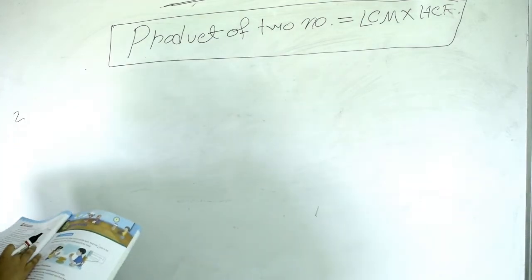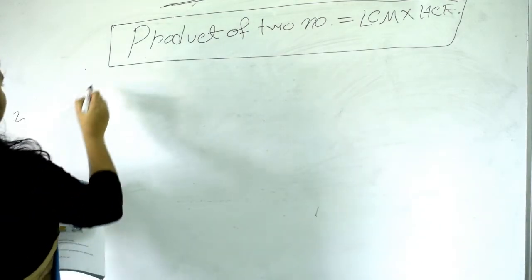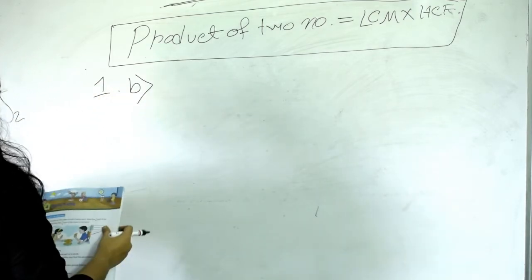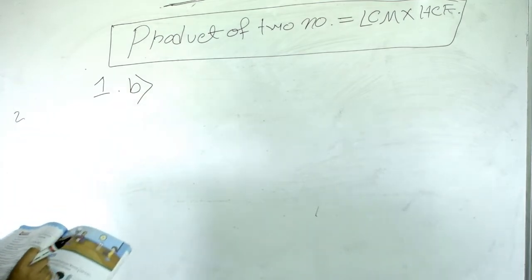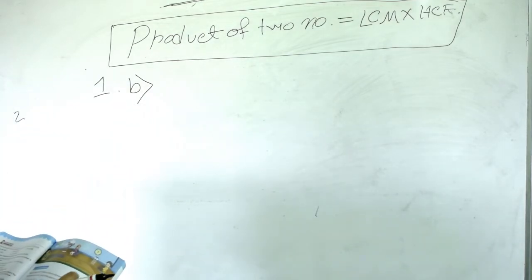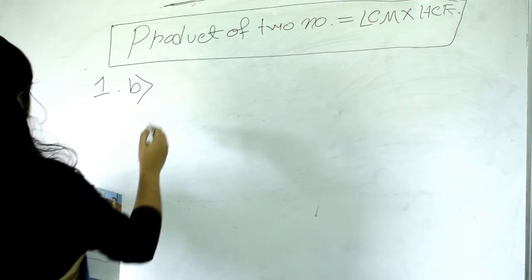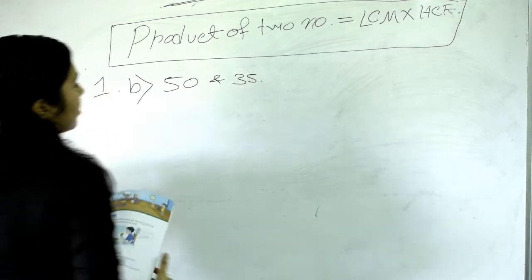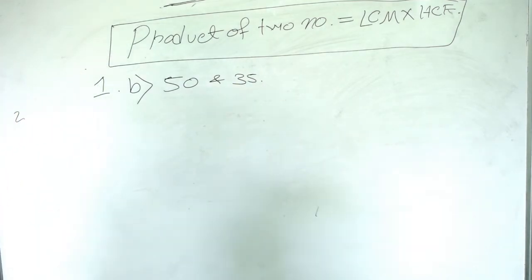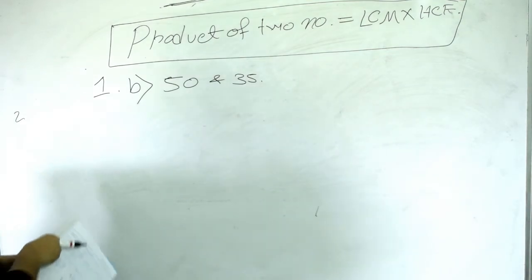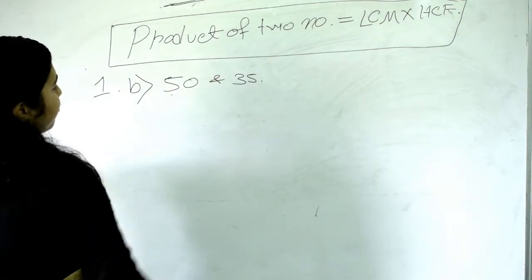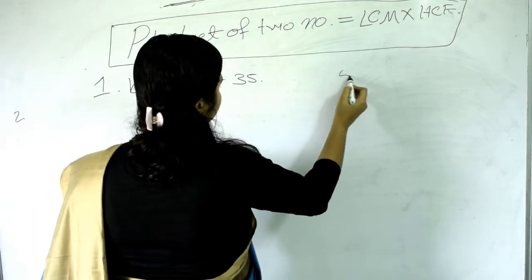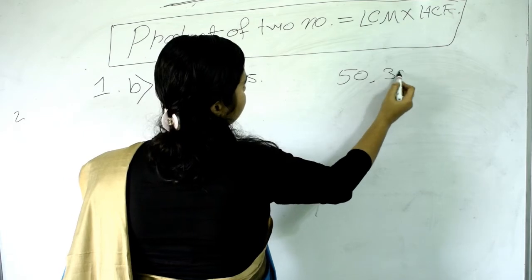Now come to exercise 3.6, question number 1. Take B. Show the relationship of the following numbers with their HCF and LCM: 50 and 35. That means first we have to find the LCM and HCF of 50 and 35. So take prime factorization of 50 and 35.